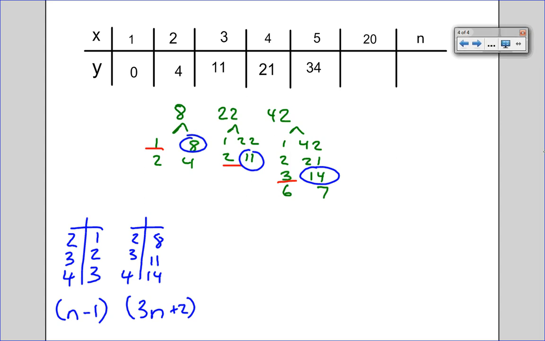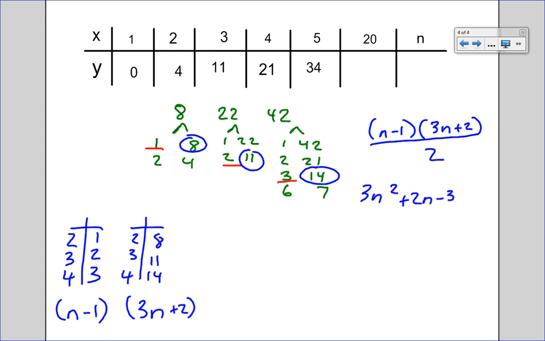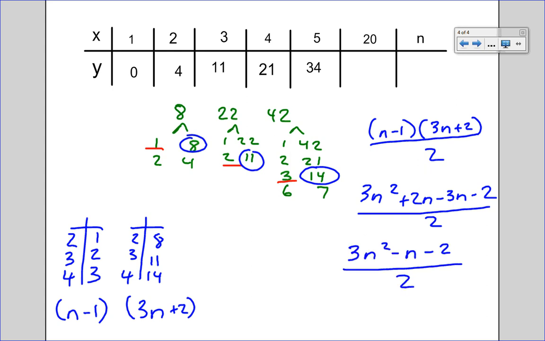So I'm going to take those two, n minus 1 times 3n plus 2, and I'm going to divide that by 2, because remember at the beginning I multiplied by 2 to get the 8, 22, and 42. So you get 3n squared plus 2n minus 3n minus 2 all over 2. 3n squared minus n minus 2 over 2 is your final equation.